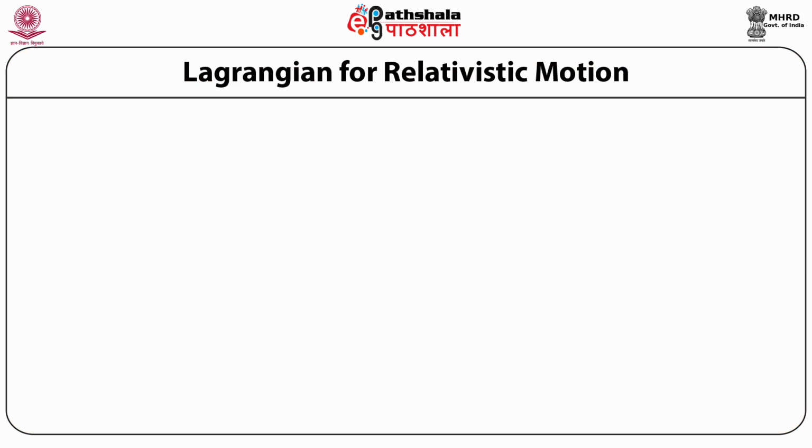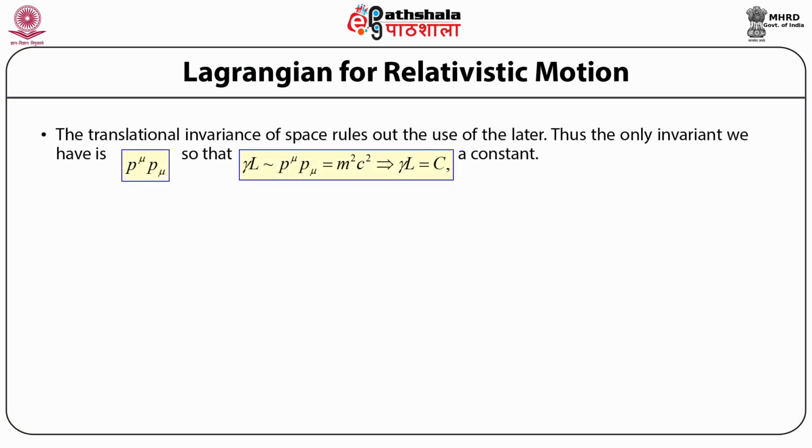If we introduce the particle's proper time tau through dt equals gamma d tau, where gamma is 1 divided by the square root of 1 minus u squared by c squared and u is the velocity of the particle, then the action integral becomes A equals the integral from tau 1 to tau 2 of gamma L d tau. What invariants may we construct from properties of a free particle?